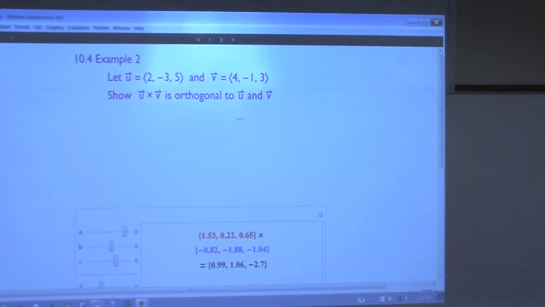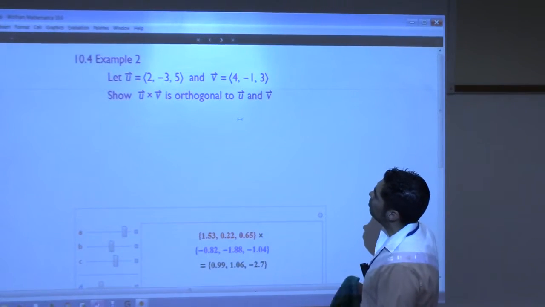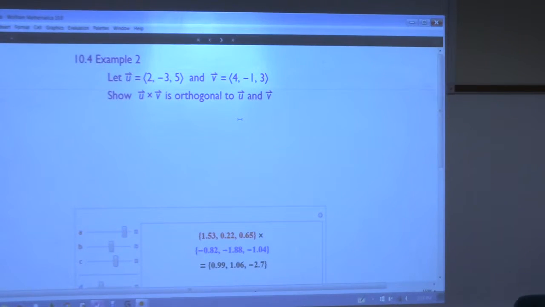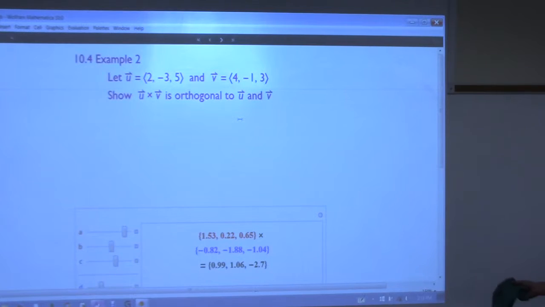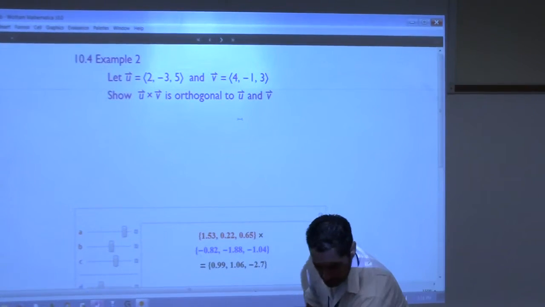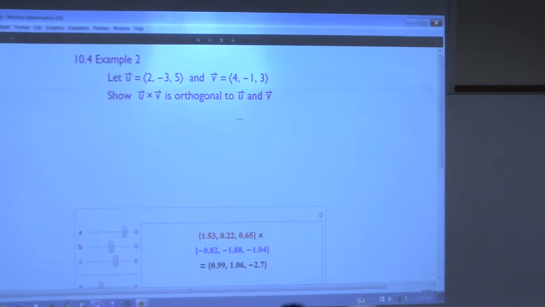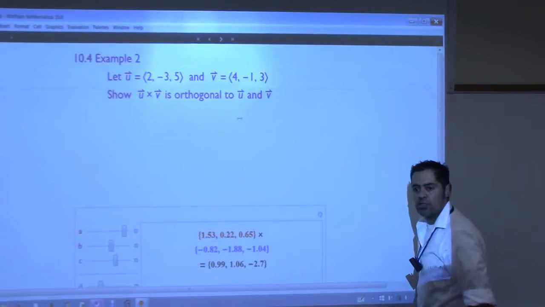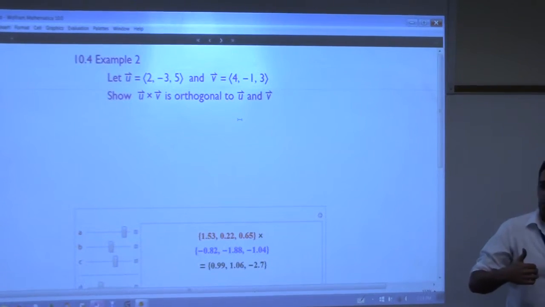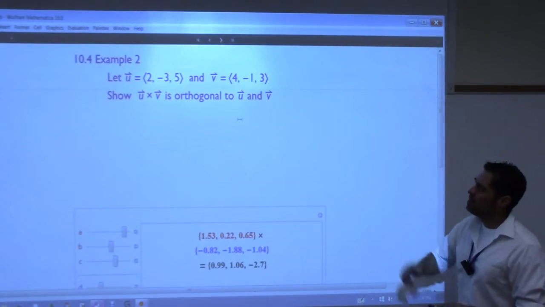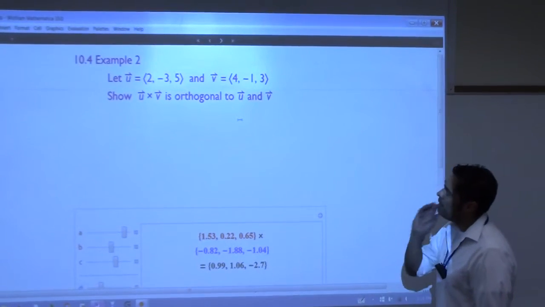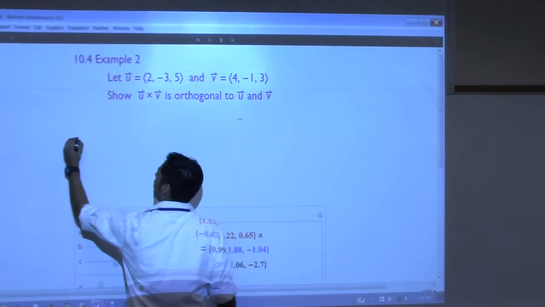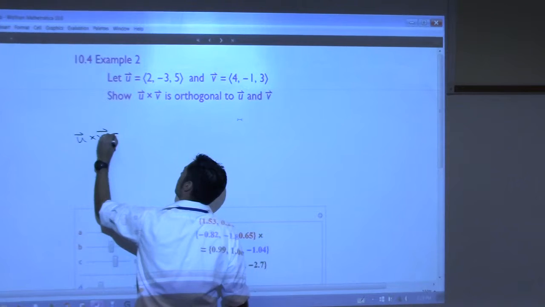So here's an example. Let U be 2, negative 3, 5, and V be 4, negative 3, 1. Show that the cross product, U cross V, is orthogonal to U and to V. So I just told you it's going to be orthogonal, right? I just told you that if you take two vectors and cross them, that cross product is orthogonal to both. This is an example where I want you to prove that that's true. So let's first start by finding the cross product of these. What is the cross product of these two vectors?